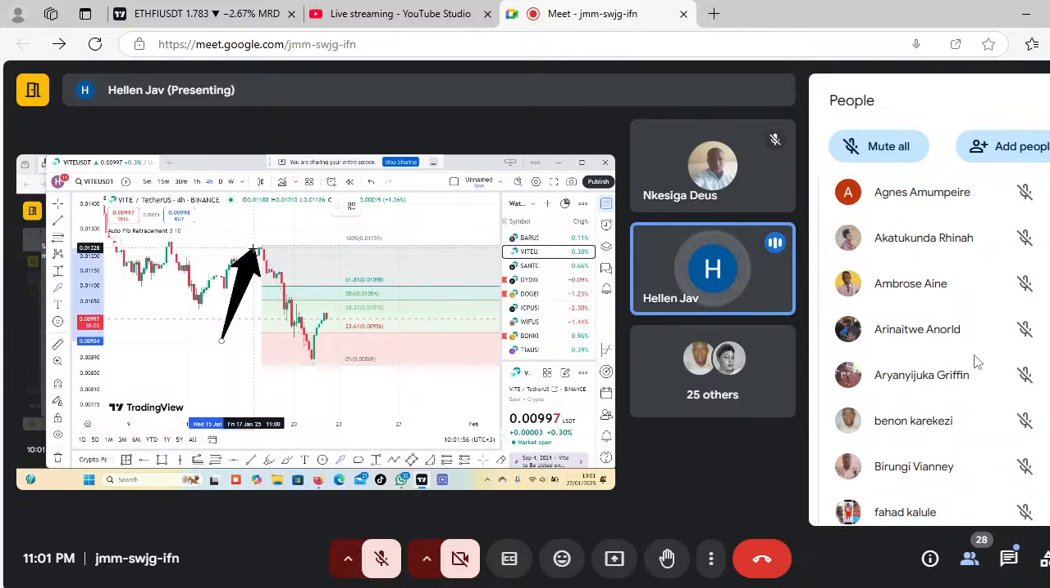It was in an uptrend. It was up. Are you getting my point? It was on 100, meaning the market had risen up to 100. And then it is dropping.